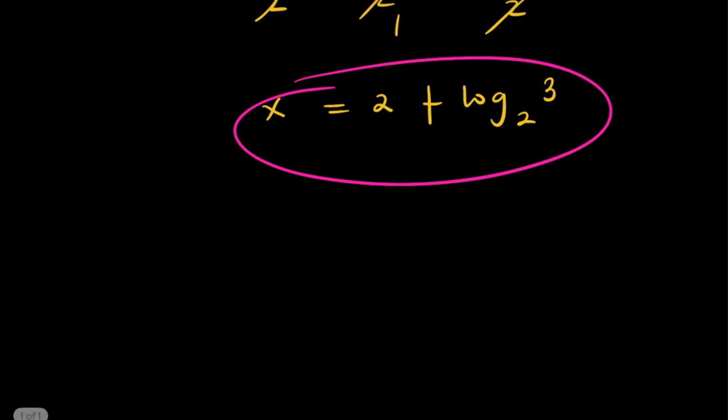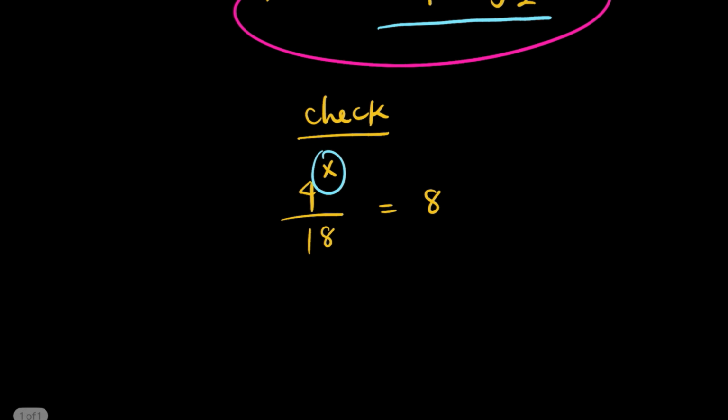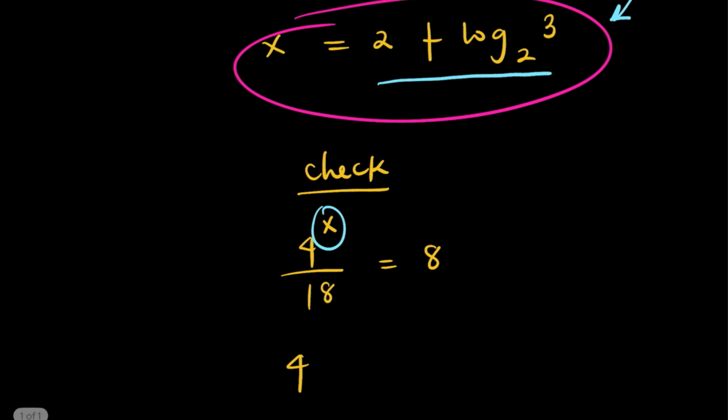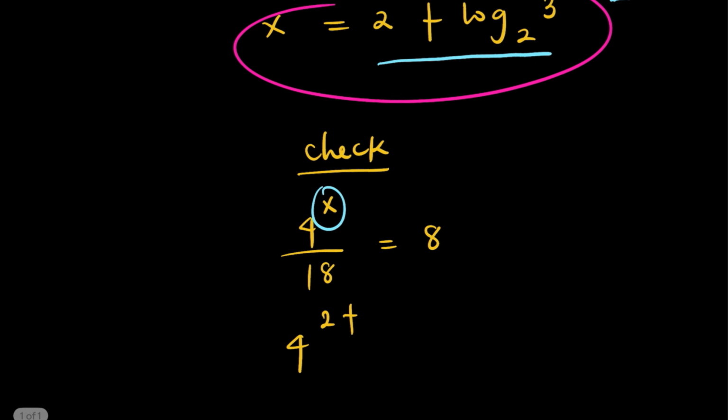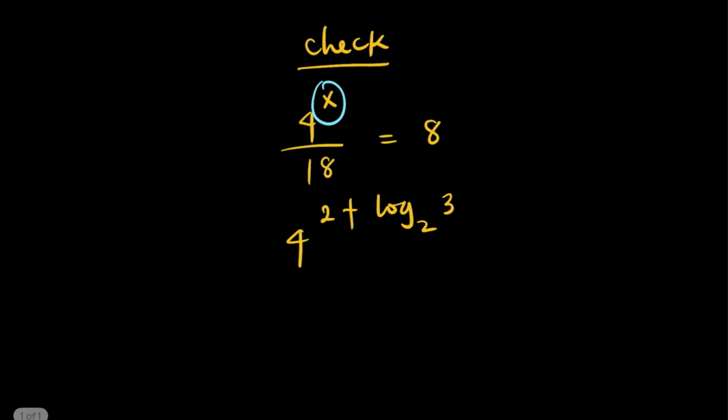But before we conclude, we need to verify by doing a quick check. And to check, we substitute this value of x that we just arrived at back into the given problem. The problem given was 4 raised to power x divided by 18 is equal to 8. So in place of x here, I'll go ahead and put this value so that 4 raised to power 2 plus log 3 base 2, then divided by 18 to give us 8.